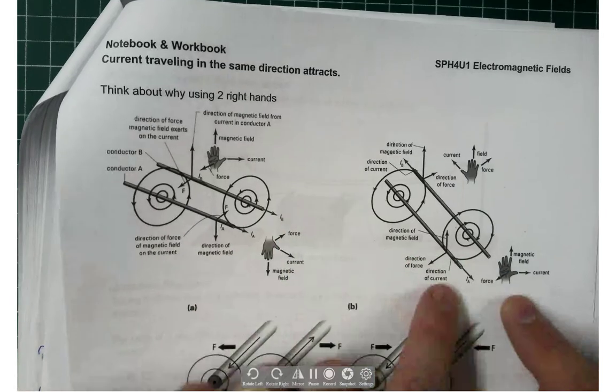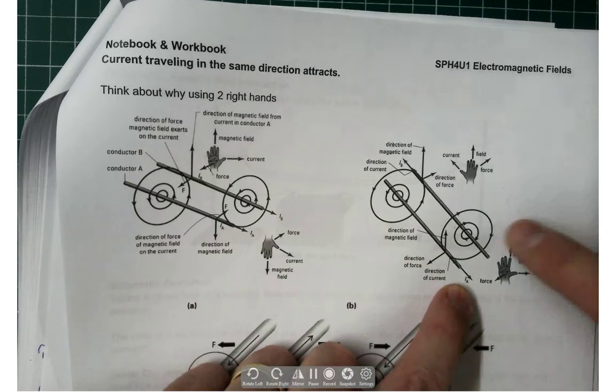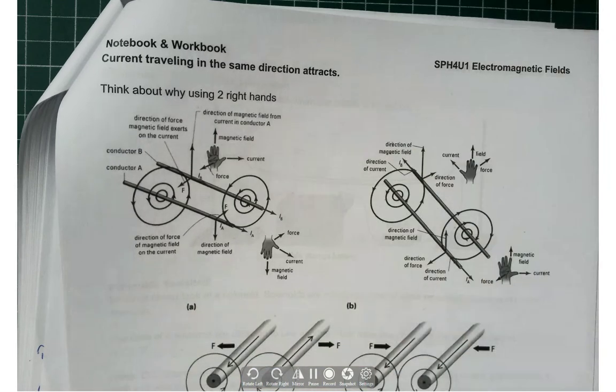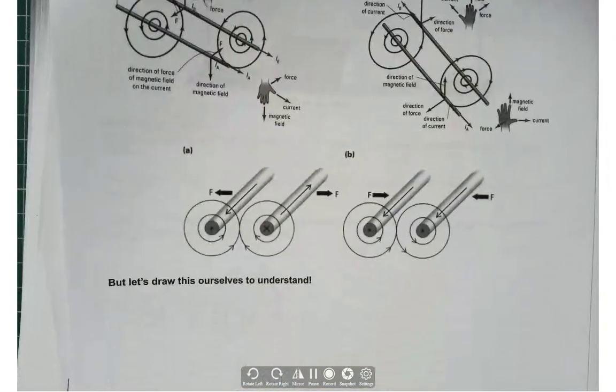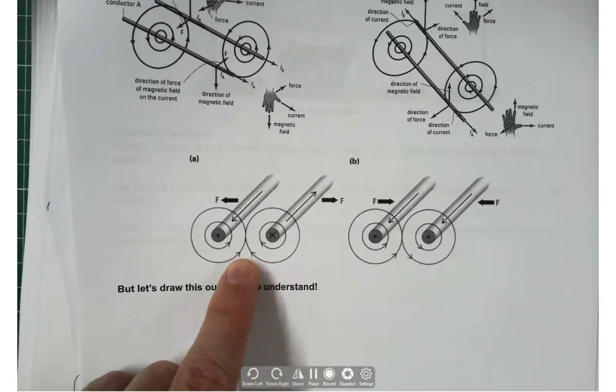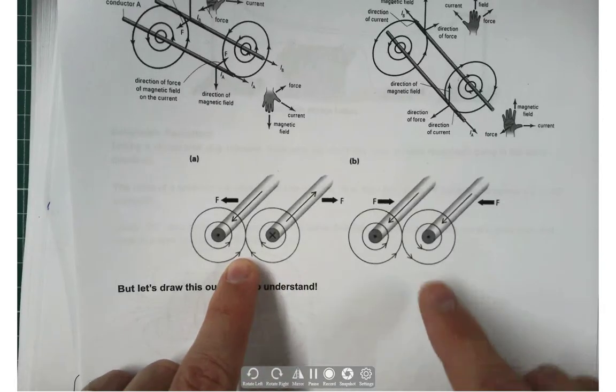I'm kind of pointing at the I vectors right now. Whereas over here, I've got current A going down and to the right, and current B going up and to the left, I guess, right? So they're going opposite directions. And then down below, looking from a different perspective, stolen from a different textbook, we've got two wires that are going in opposite directions and two wires that are going in the same direction.